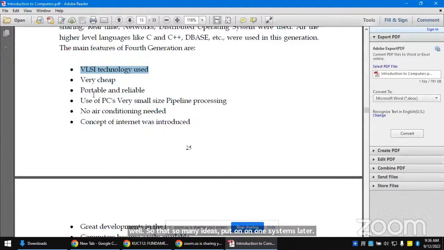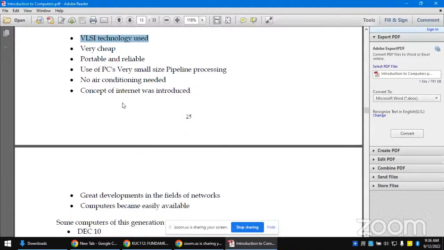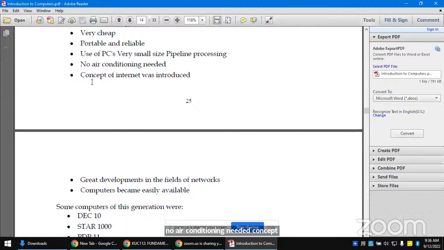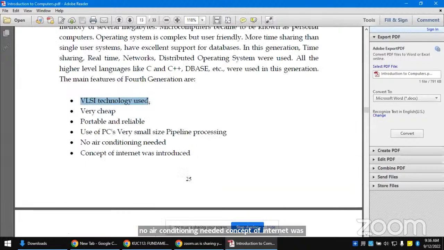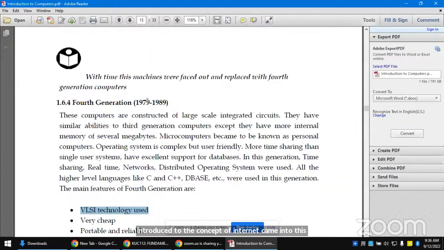Very cheap, portable and reliable. Use of PCs, very small size, pipeline processing. No air conditioning needed. The concept of the internet was introduced. So the concept of the internet came into this generation. That is the fourth generation computers.